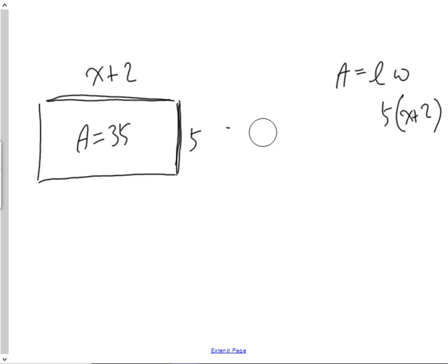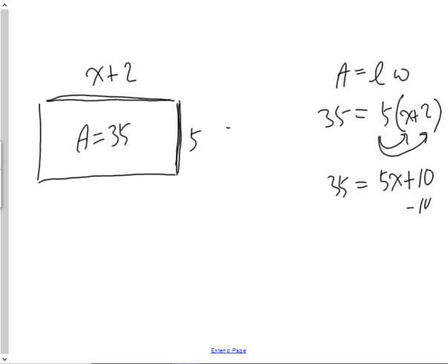algebraic equation that utilizes distributive property to solve. So the first thing I do is find out what this x value is by solving using distributive property. So when I expand 5 times x plus 2, I'm going to have 5 x's, and I'm going to have a plus 10 equals 35.